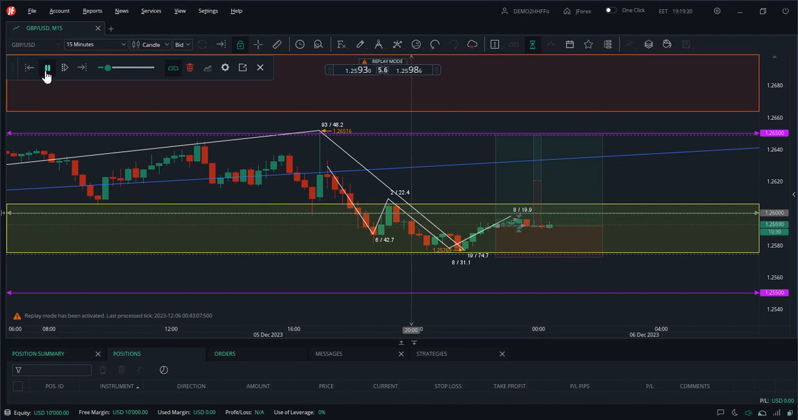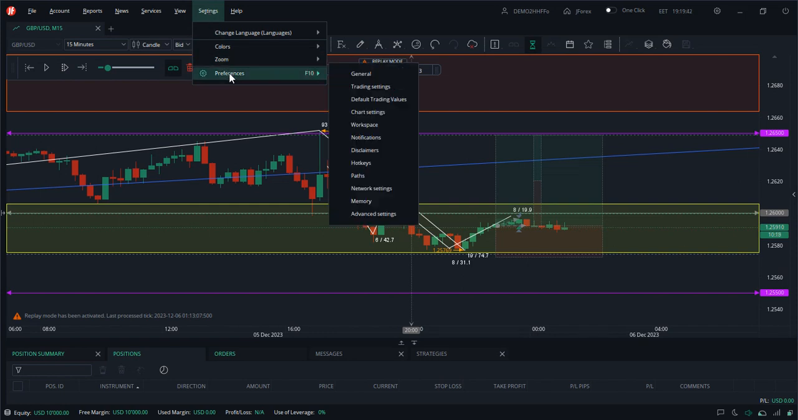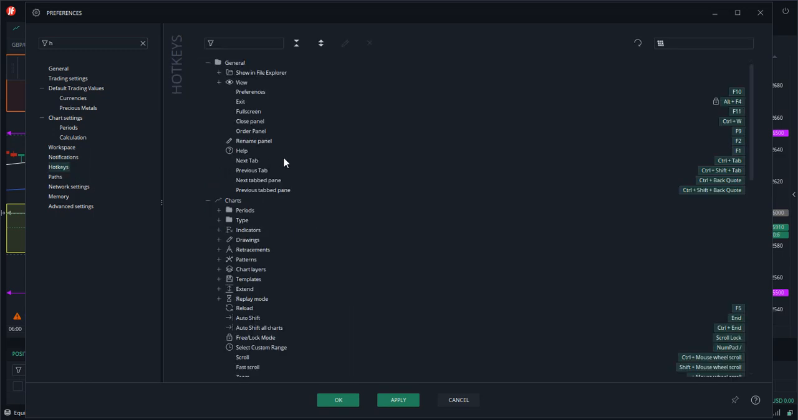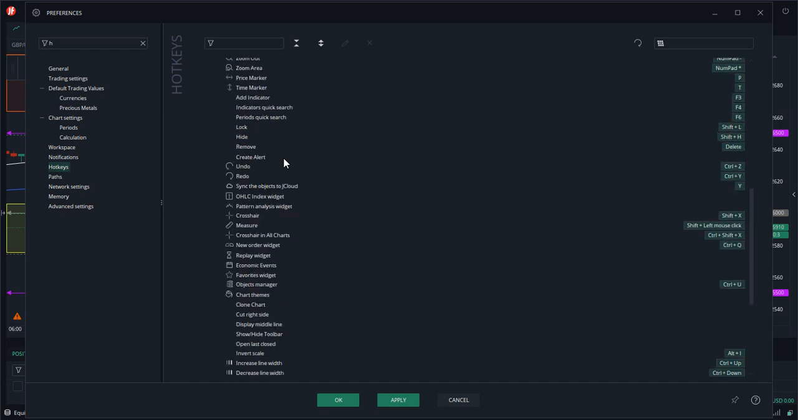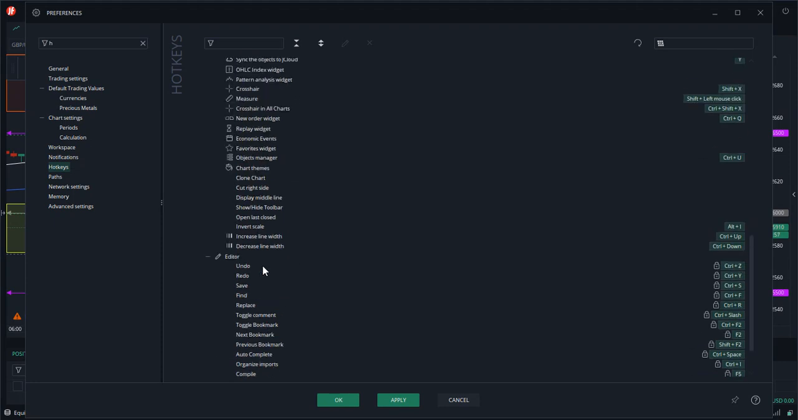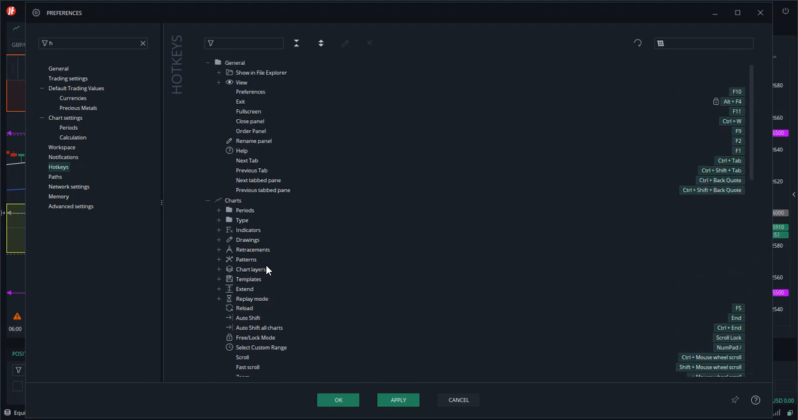My space bar is not working for this. I want my space bar to work, so let me quickly set it up. Settings, preferences, hotkeys. That's what I need to change. I'm looking for the play button. There's the play icon. I want to choose my space bar to do the play icon.